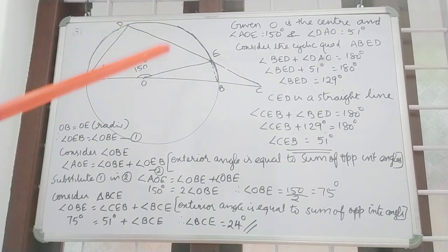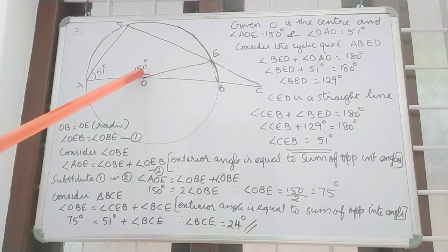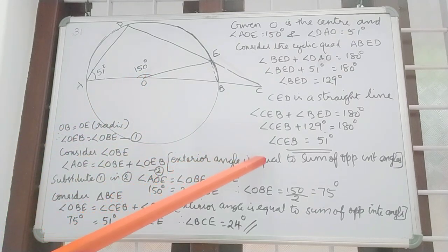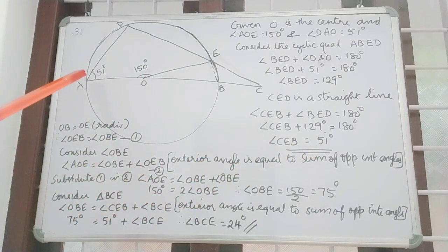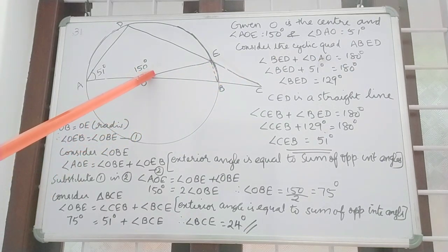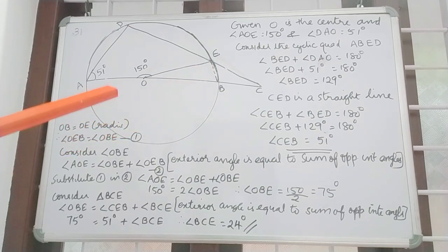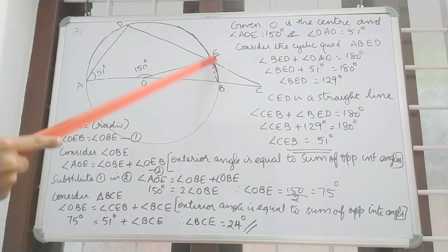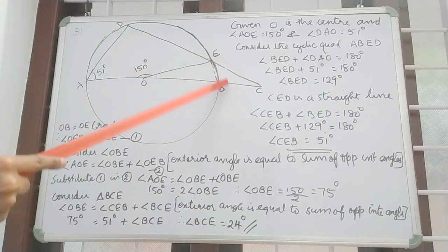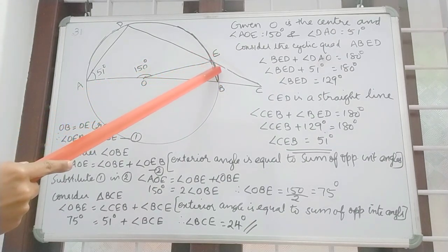Consider this triangle OBE. If we are considering this small triangle, 150 degree is the exterior angle. So we studied exterior angle is equal to sum of opposite interior angles. So we can write AOE, that exterior angle, will be equal to the sum of opposite angles, which will be OBE plus OEB.